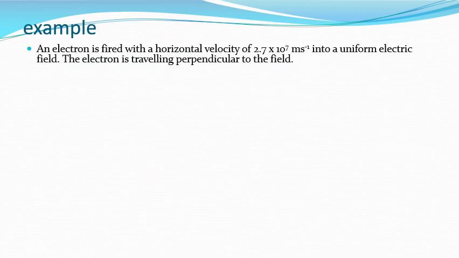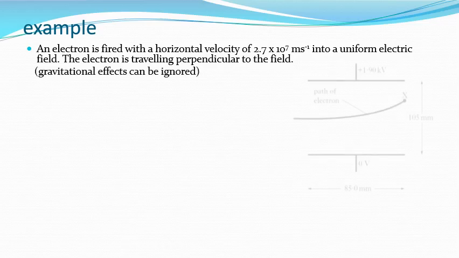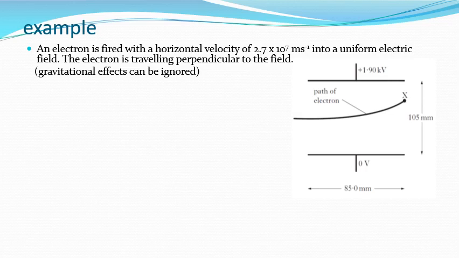So let's have a look at an example of an electron deflection tube. These are parallel plates, and we've got an electron going into this uniform electric field, and the plate at the top is positive, so the path of the electron is curved upwards. The electron is initially traveling perpendicular to the field. Now we can ignore gravitational effects because when we work out the weight of an electron, we find that it is insignificant compared to the force due to the electric field.